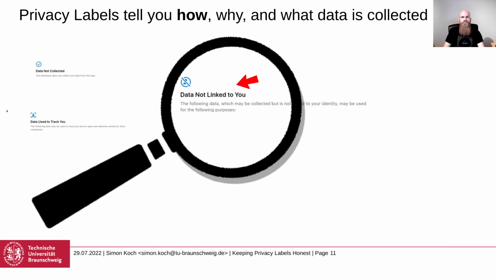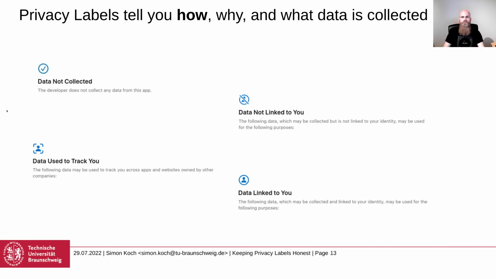Next, you can have a section containing data that is not linked to you, meaning that all data that is contained in this section must not be linked back to your identity later on. Finally, you can have a section on data linked to you. This means that all the data contained in this section can and will be linked back to your identity when collected. So overall, we have 4 different hows on how data can be collected as detailed in the privacy labels. Of those 4, 3 can be combined: data not linked to you, data used to track you, and data linked to you. Data not collected is mutually exclusive with the remaining 3.